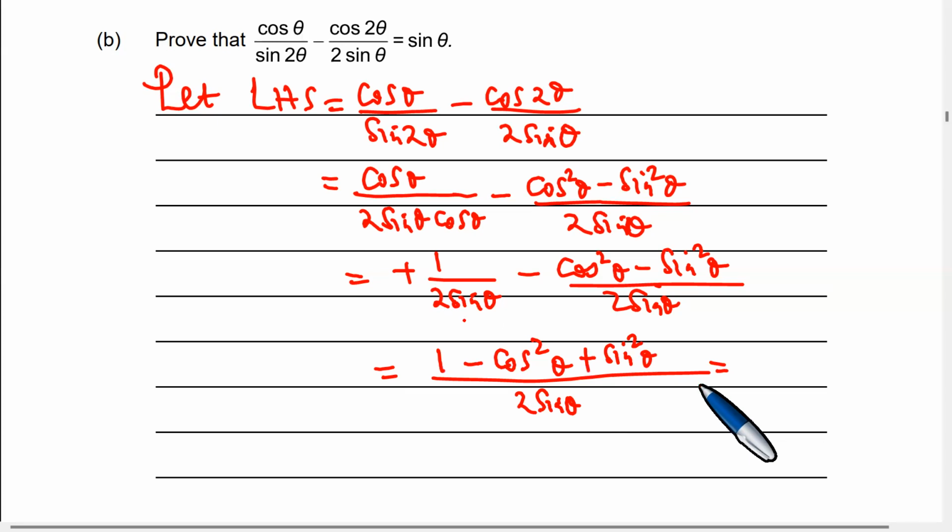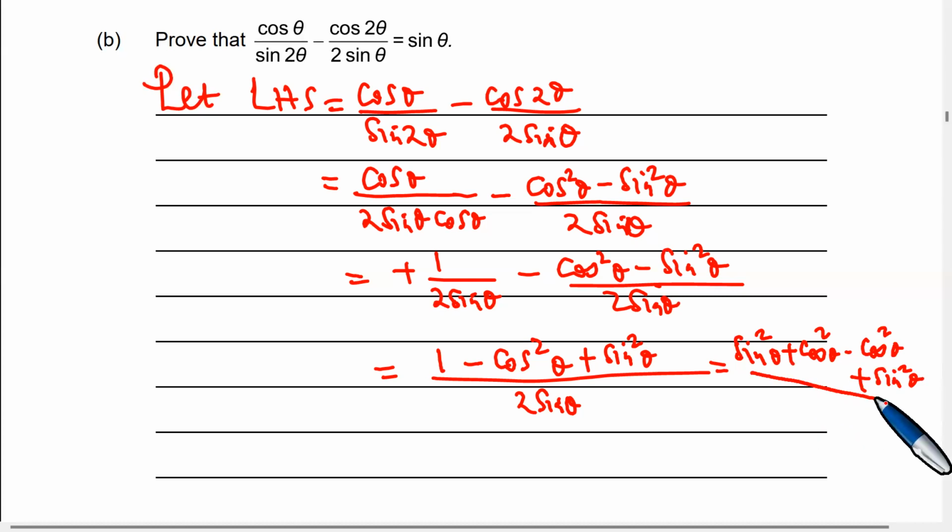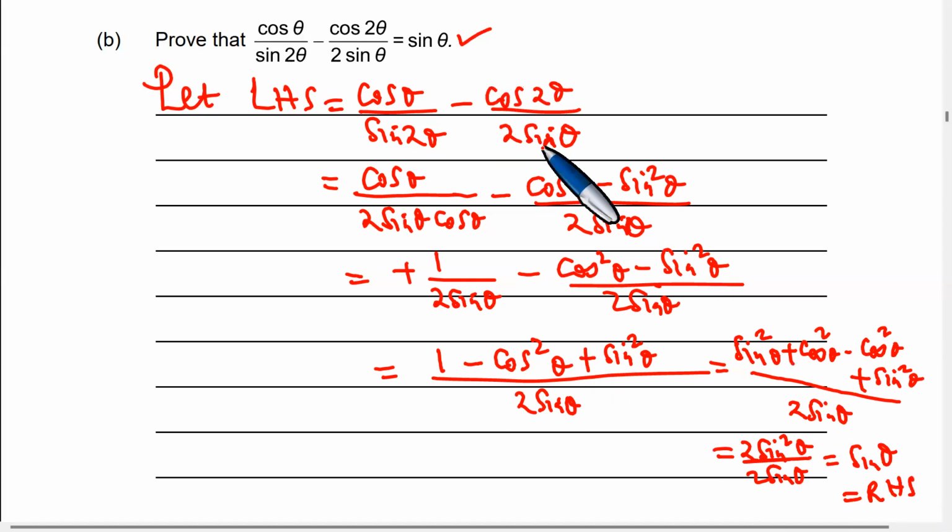Now, there are a couple of ways to do this one. What is this number 1? What is 1 the same as? 1 is the same as sine squared theta plus cosine squared theta, minus cosine squared theta plus sine squared theta, divided by 2 sine theta. So the cosine cancels, and sine squared plus sine squared is 2 sine squared. You divide everything through and you have sine theta, and this sine theta is the right-hand side. So we have been able to prove this, and this is how you need to prove this in the exam.